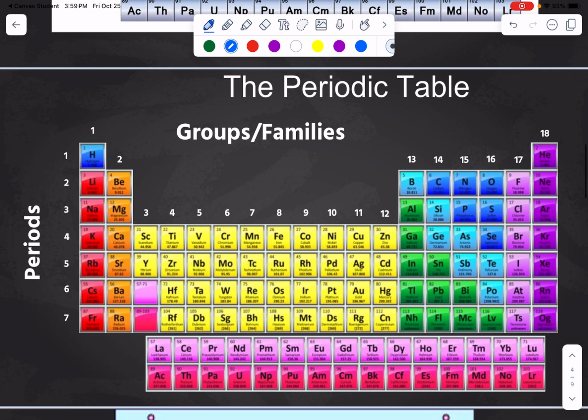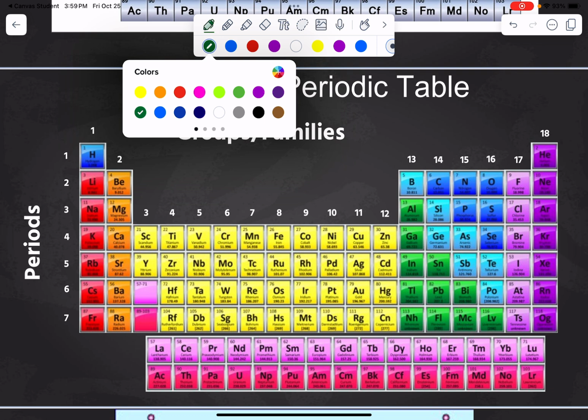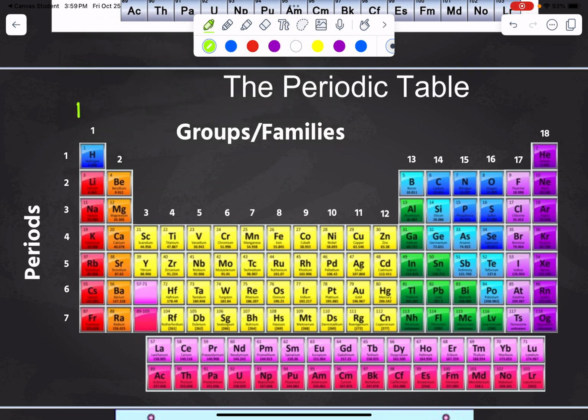Okay, so here we have groups and families. You might notice that on some periodic tables they use Roman numerals. For instance, with the activity you did the other day, there was Roman numeral 1A and then Roman numeral 2A. I tend to use the numbers 1 through 18. So notice that groups and families tend to have the numbers 1 through 18. And then periods are 1 through 7, okay? All right.